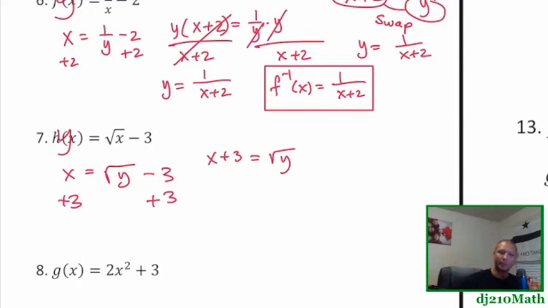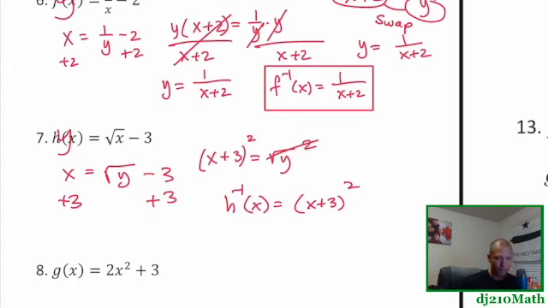Now we want to isolate y to get y strictly by itself. So that means I have to square both sides. That's the only way to undo a square root. So that's going to cancel. And now y is by itself. Therefore, h inverse is equal to x plus 3, all squared.